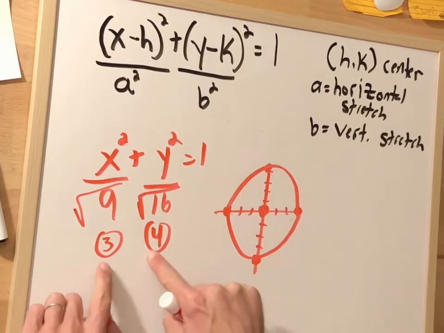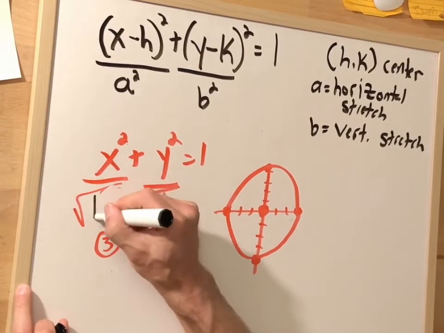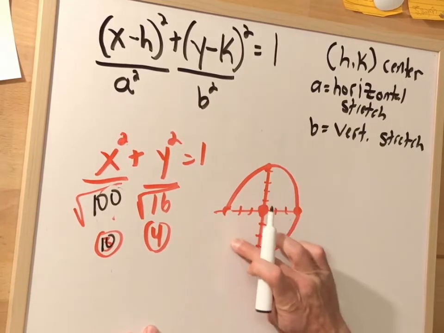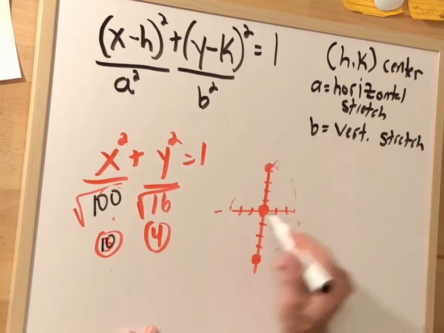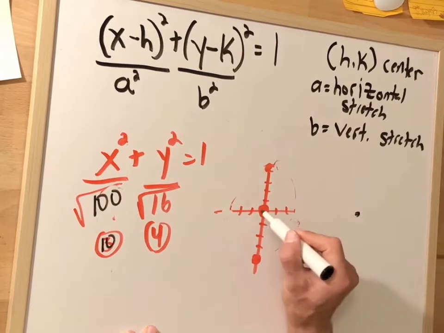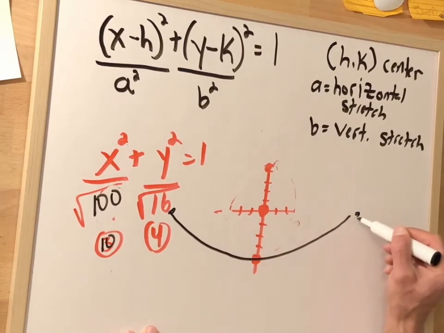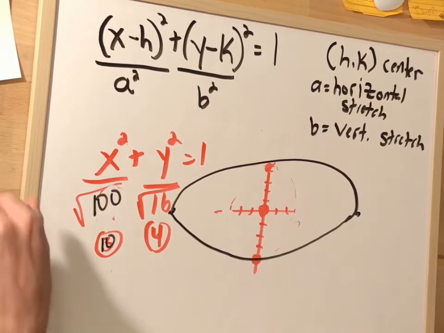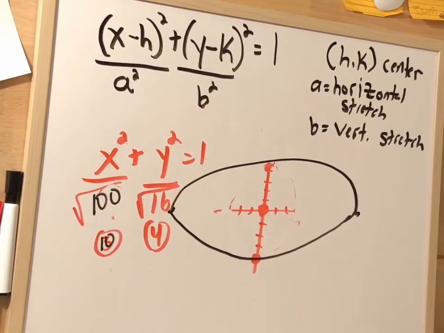Now this is going to look almost like a circle because these are very close to each other. Now, what if you had, let's say this was equal to 100. You would square root 100 to get 10. This would mean a stretch of 10 units to the right, which would be over here, 10 units to the left, which would be over here. Now, you're going to see, it looks like a football. There is your ellipse. This tells you your horizontal stretch after you square root it. This tells you your vertical stretch after you square root it.